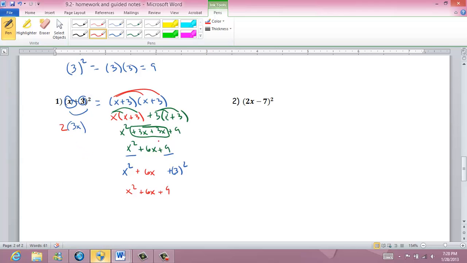Now, one thing you'll notice, no matter what, when you square a binomial, this last term will always be positive. The sign in front of the middle term will always be the same as the sign inside. Since this is addition inside, this would be plus. Now, let's look at the second example right away.